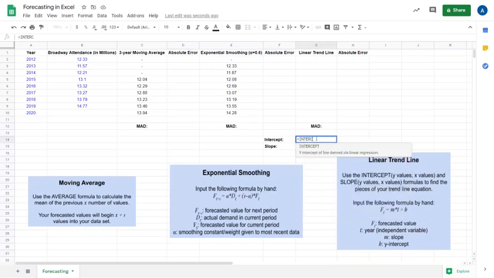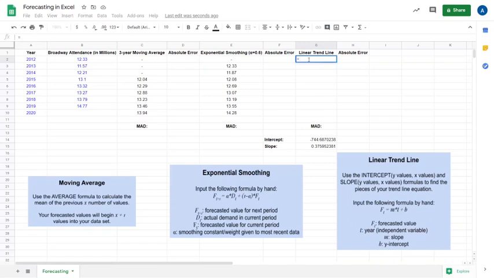So we just type in intercept, and I'm going to grab my y values, which are my demand or my actual data points. And I'm going to grab my years as my x's to get my intercept, and I'm going to do the same thing with slope. Grab my y's, and then I grab my x's. Great. So I have my M and I have my B. I'm going to take these and use them all throughout this column to find my regression or linear trend line.